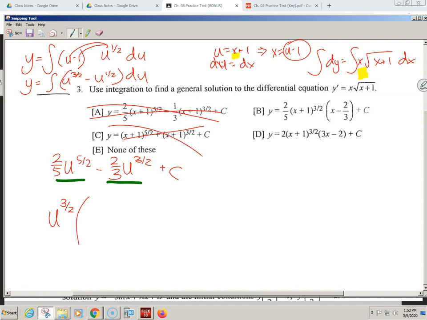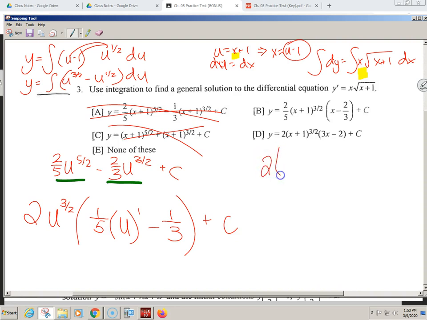Can we pull out a 2? Yes. Okay, so we end up with a 1/5 times, because we pulled out the 2, u to the 5 halves minus 3 halves is u to the 1. So it's just u. And then minus, and then we pulled out the 2, so 1/3, and the u is gone. Well, I mean, that has a 2. I guess we just go for it.